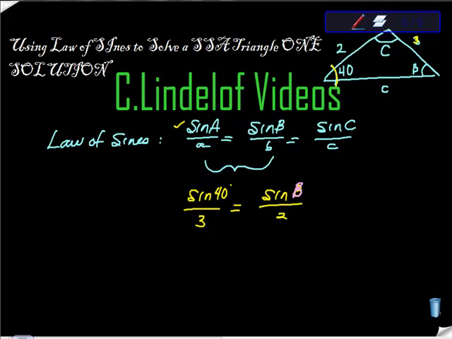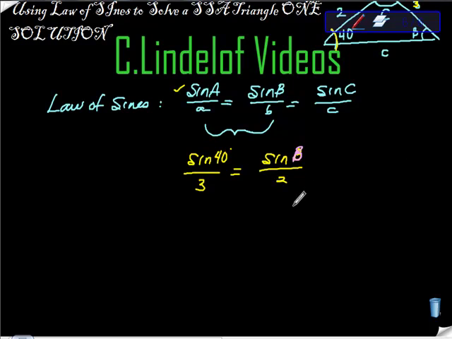So this is how I'm going to do this. I'm going to multiply both sides by 2, and I get sine of B is equal to 2 sine 40 degrees over 3. This is just algebra. Hopefully you're okay with that. From here, it gets weird, because where do you go from here?